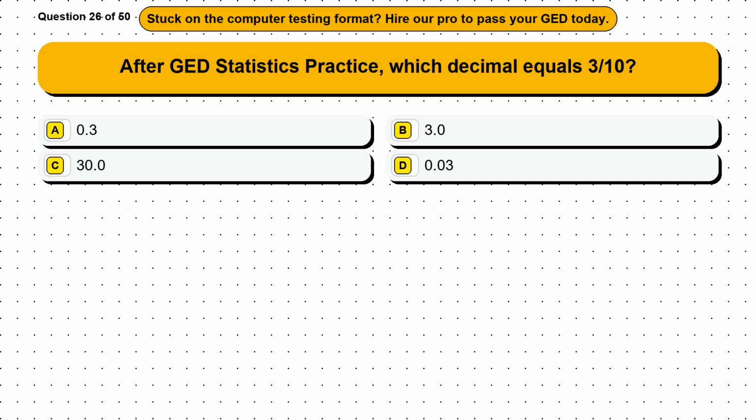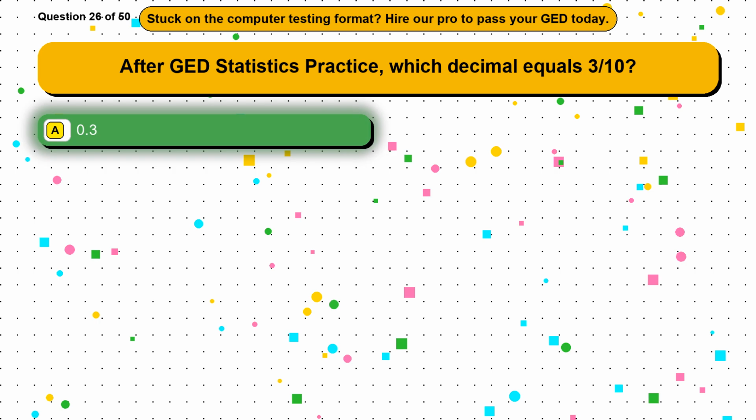Question 26. After GED statistics practice, which decimal equals 3/10? Option A 0.3. Option B 3.0. Option C 30.0. Option D 0.03. The correct answer is option A.